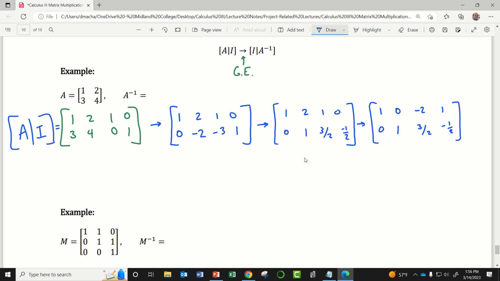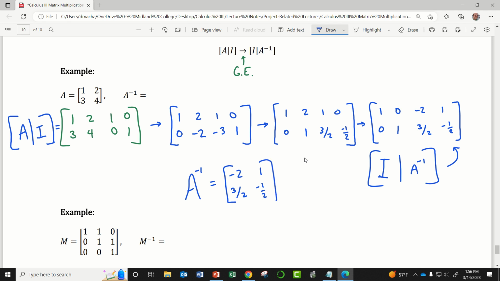That tells me that now I've got the identity matrix augmented with my inverse matrix. That's what this final matrix is here. And that tells me that my inverse matrix must be the matrix with rows negative 2, 1 and 3 halves, negative half.